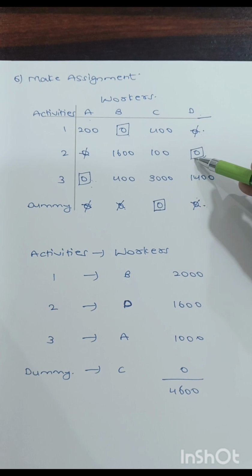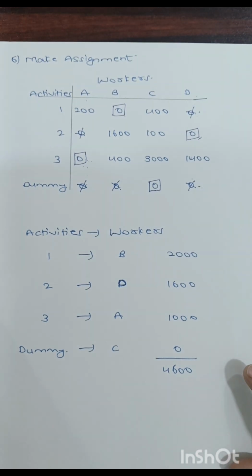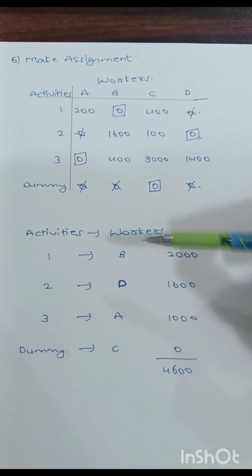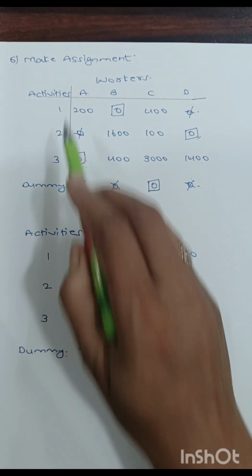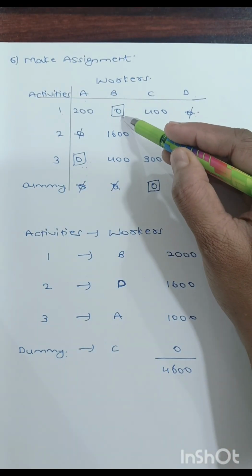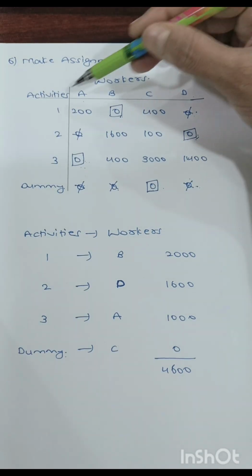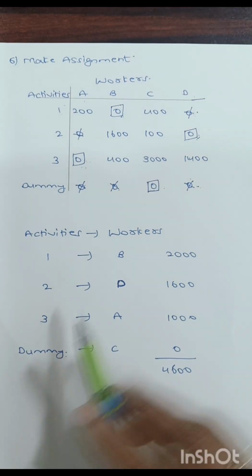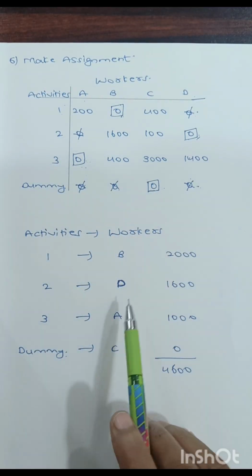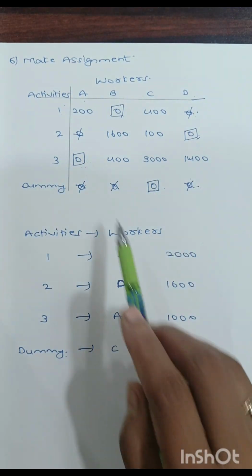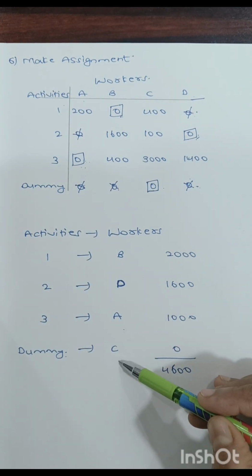The zeros which I have marked with a square are nothing but the assignment. How to find out the final value? Activities I have written here 1, 2, 3 and dummy. Workers I have written B, D, A, C. Which worker is assigned? Worker B. That is, the square mark is nothing but the assignment. So for activity 1, worker B is assigned. Activity 2, worker D is assigned. Activity 3, worker A is assigned, and dummy, worker C is assigned.